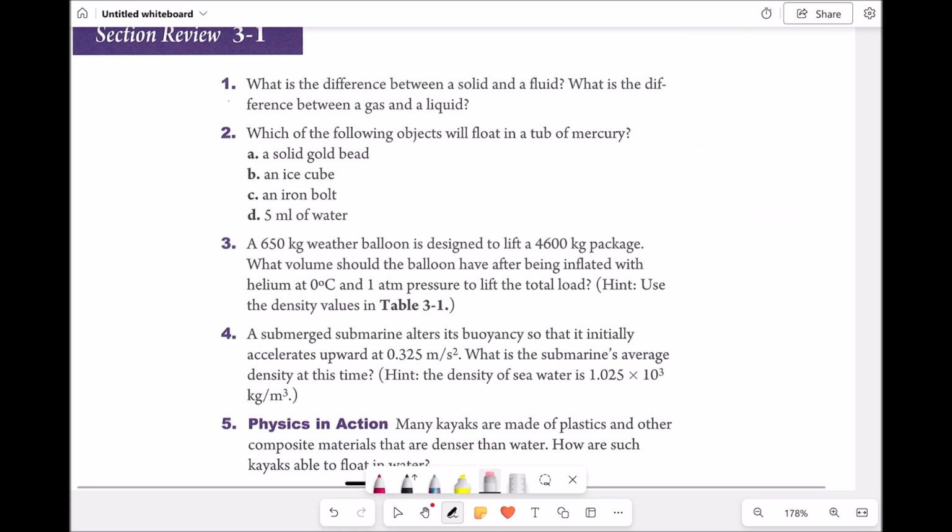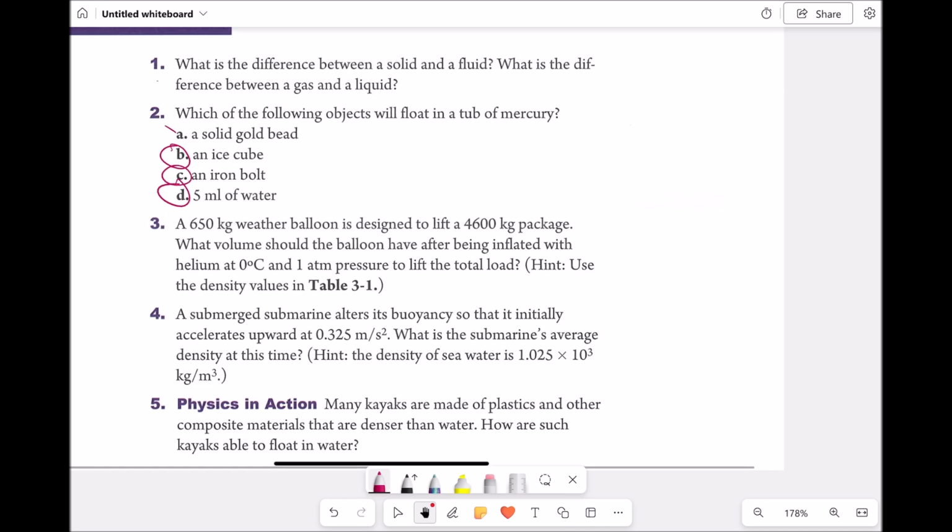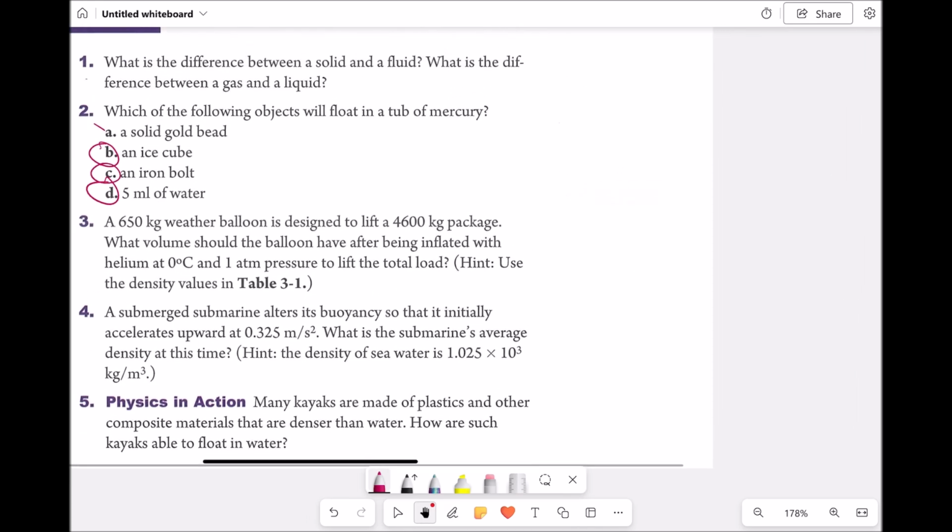Which one of the following objects will float in a tub of mercury? All of the objects are less dense than mercury except gold. Gold is denser than mercury, so B, C, and D are all going to float, except A, which is a solid gold bead. It's going to sink. Sorry.